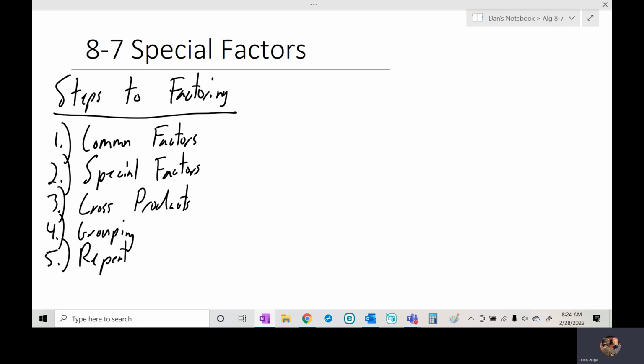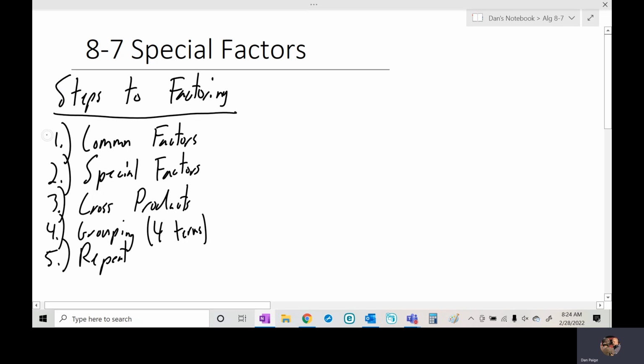So the first thing you should always think about when you're factoring is common factors. And then we're going to do the special ones. Next is cross products. Oh, grouping, I forgot. Do you guys remember how you know it's grouping? If there's 4 terms. And then we love factoring so much because you can repeat the process.